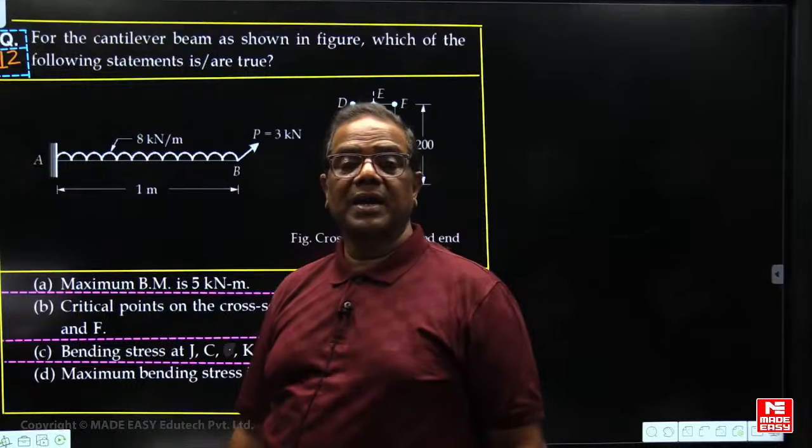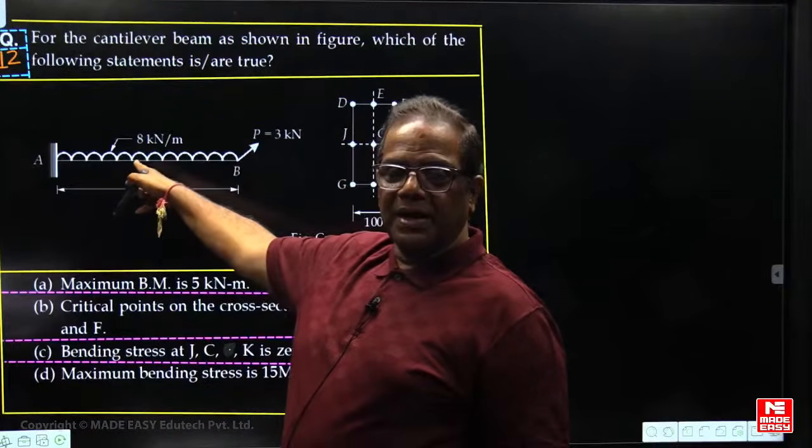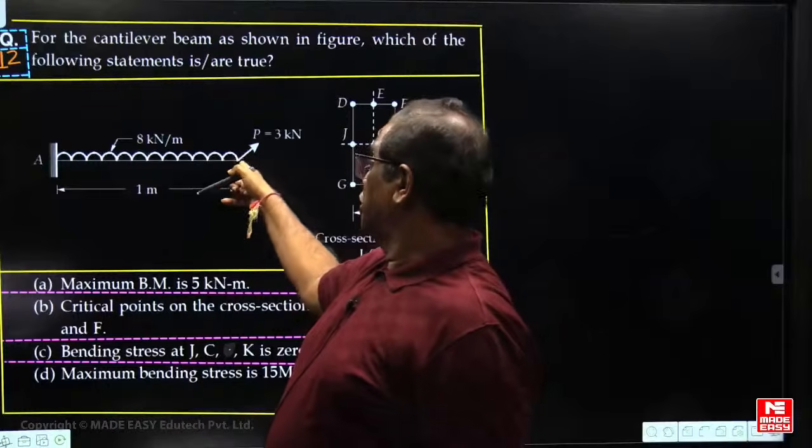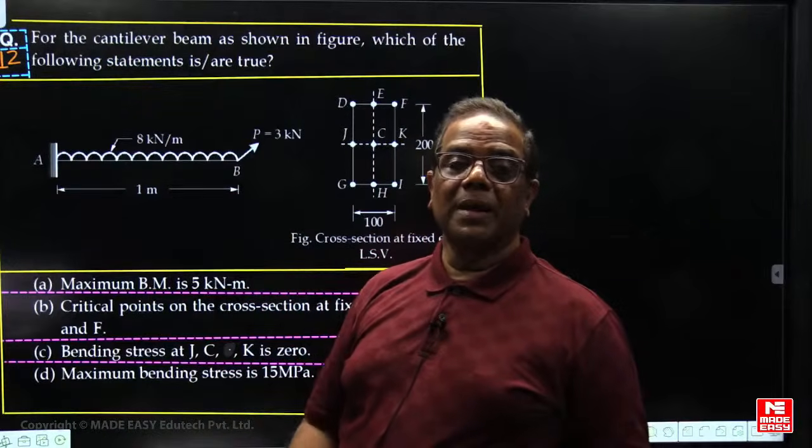But at A, you get two bending moments. One from UDL in the vertical plane, and due to this P, we are getting a horizontal one. So what is the bending moment at A?